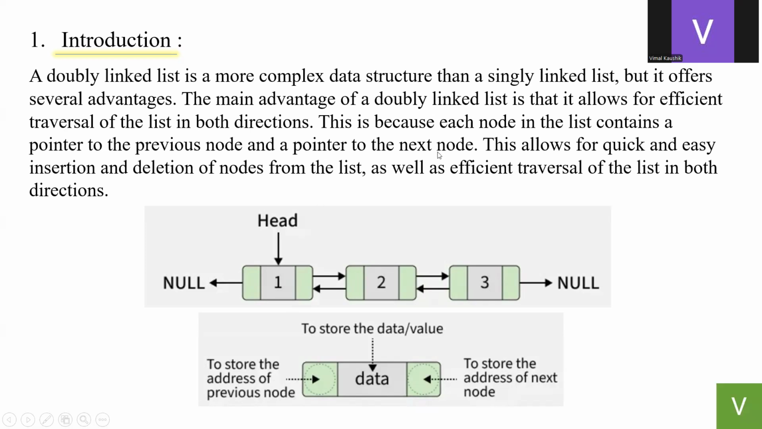This is because each node in the list contains a pointer to the previous node and a pointer to the next node. This allows for quick and easy insertion and deletion of nodes from the list, as well as efficient traversal of the list in both directions. This linked list can travel in both directions. That is, we can traverse in forward direction or in reverse direction. And insertion and deletion is easy when compared to single linked list.